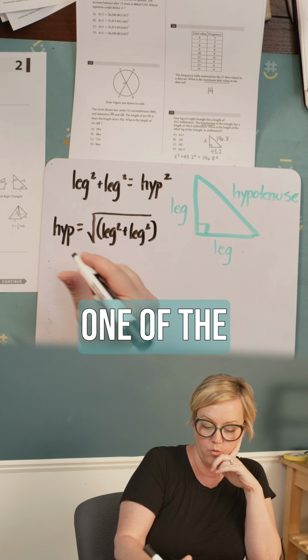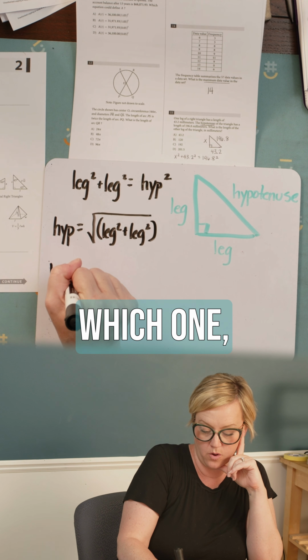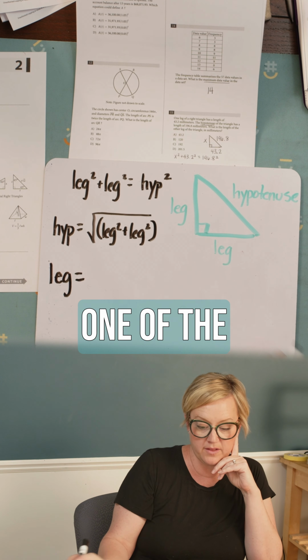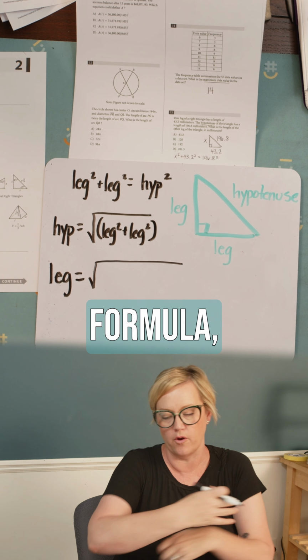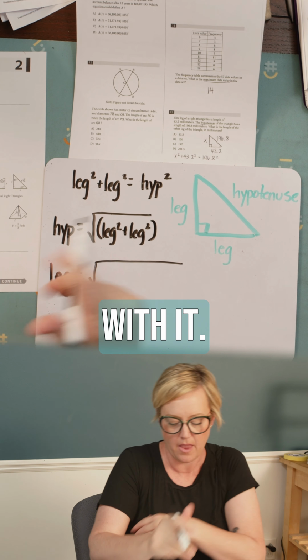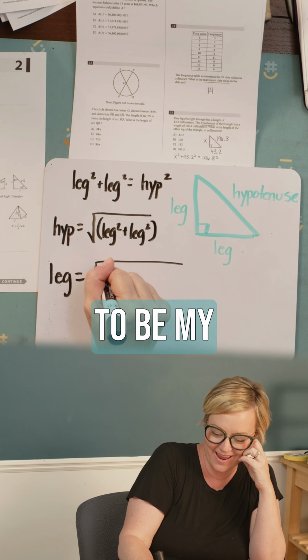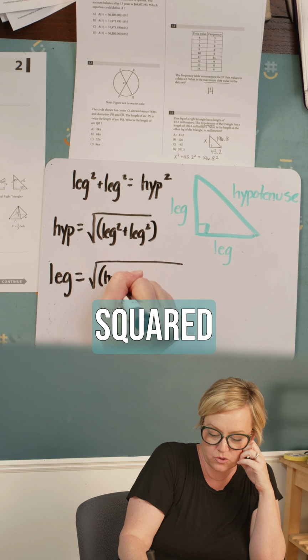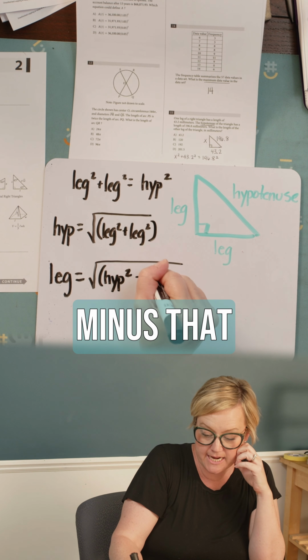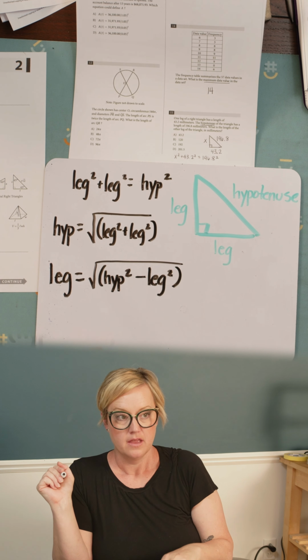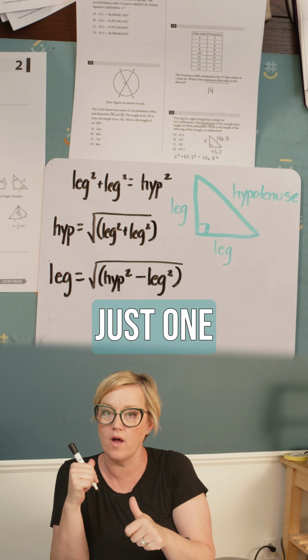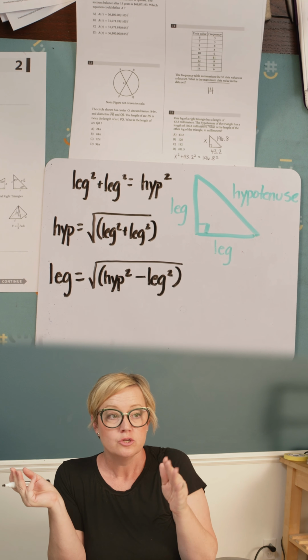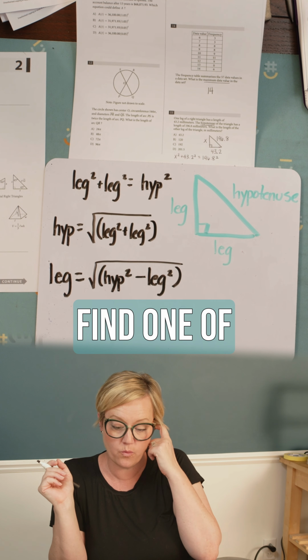If I'm looking for one of the legs, it doesn't matter which one, it would be the square root of my hypotenuse squared minus that other leg squared. I could go through and show you with the formula, or you can just go with it. If I can type all of that into my calculator, it's just one thing and I get my answer. So in this case, I'm trying to find one of my legs.